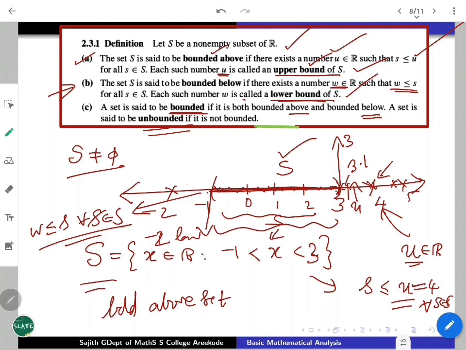Okay. So next time we will look at this: in this particular situation, 3 as well as -1 are important. 3 is an upper bound for our set, but nothing smaller than that is going to be. Similarly, -1 is a lower bound for the set. Nothing greater than that is going to be a lower bound for the set. So we will discuss that next time.